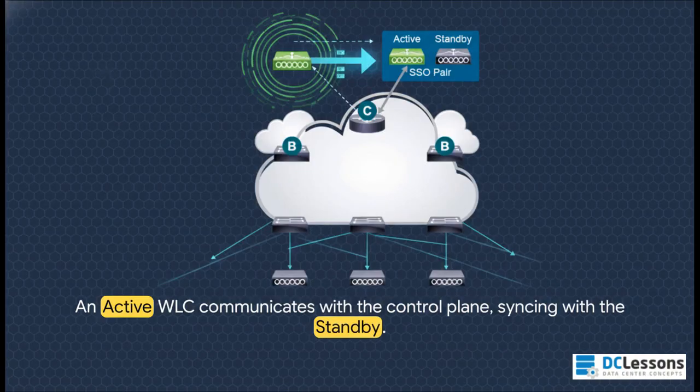This slide shows us what the system looks like during normal operation. You can see the SSO pair, one active WLC and one standby. Now, it's really important to notice that only the active controller is talking to the control plane. This is to make sure there are no conflicts in the fabric. But in the background, that active controller is constantly feeding all its state information over to the standby unit, making sure it is ready to take over at a moment's notice.